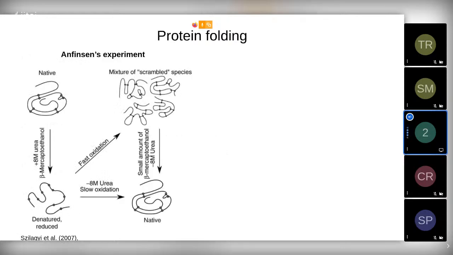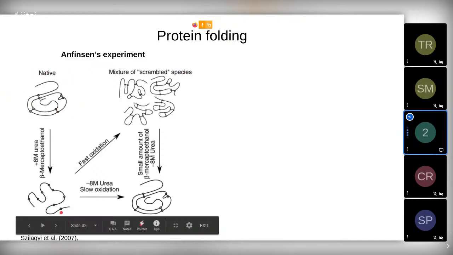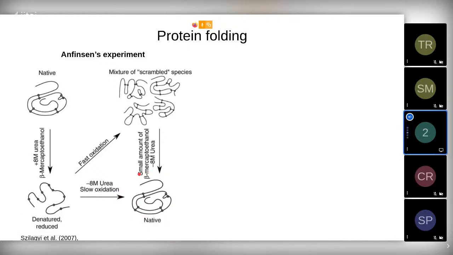The protein folding problem arises from Anfinsen's experiment, where he showed that the native or folded state of the protein can go to the denatured or unfolded state if you apply some denaturant. But when you remove that denaturing condition, you can get back the folded state and it can perform its function properly, which indicates that the information needed to fold the protein is already available in the sequence of amino acids present in the protein.